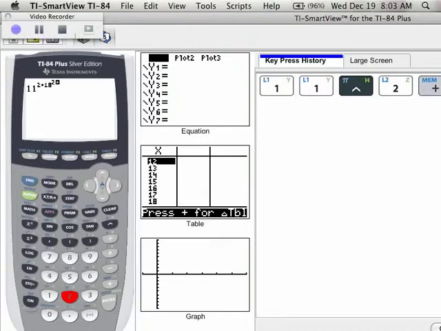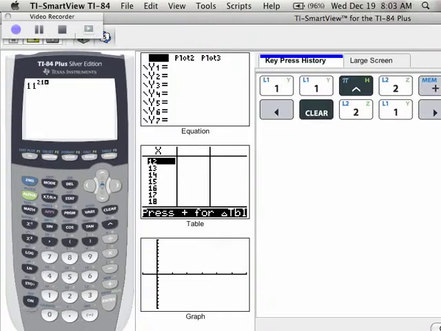Oh my goodness, I hate this calculator. Sorry, I'm not used to using this. 11 squared plus, oh my goodness, sorry, 18 squared.